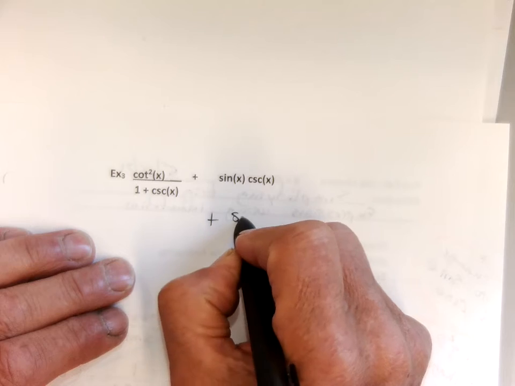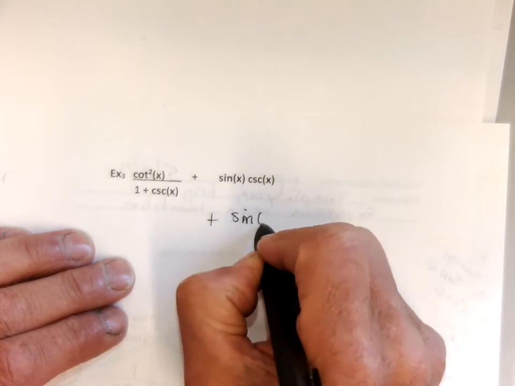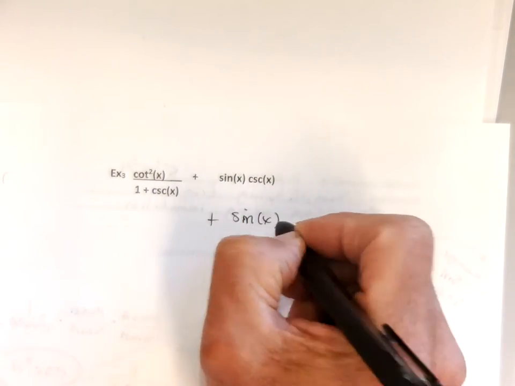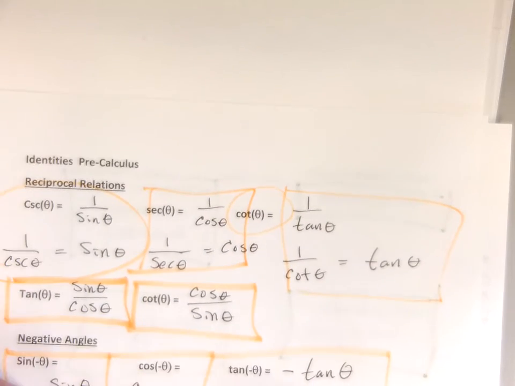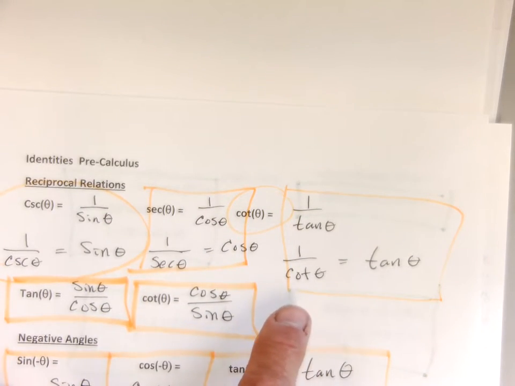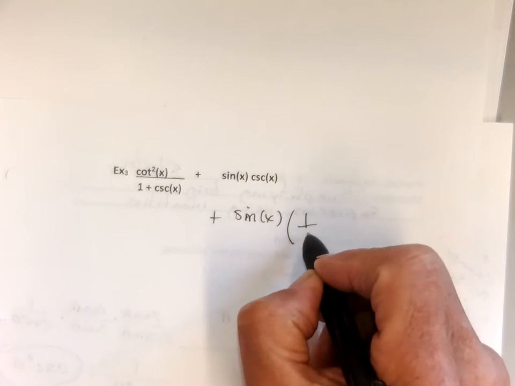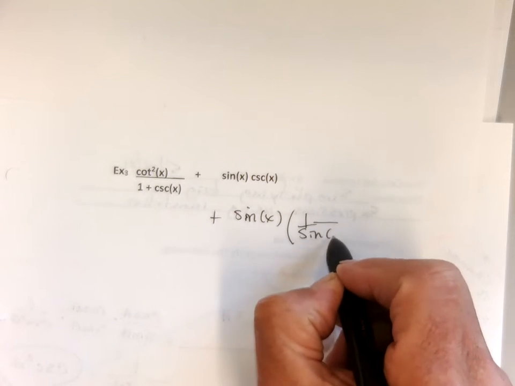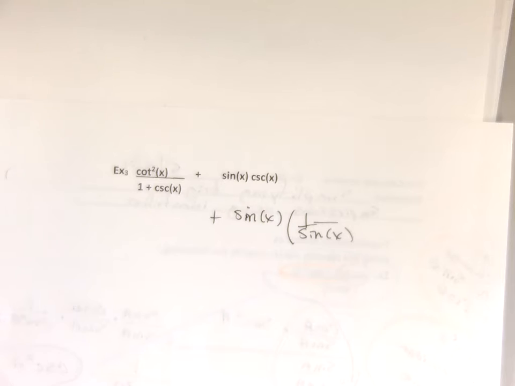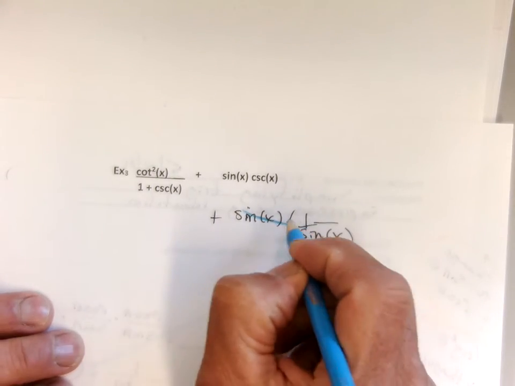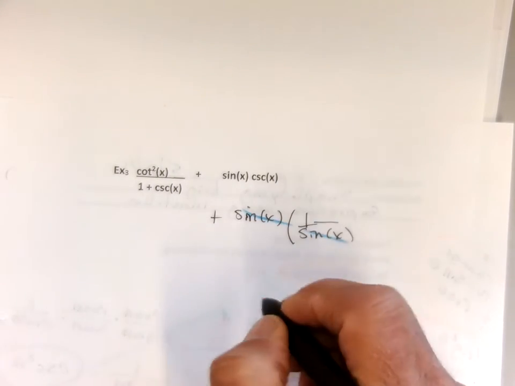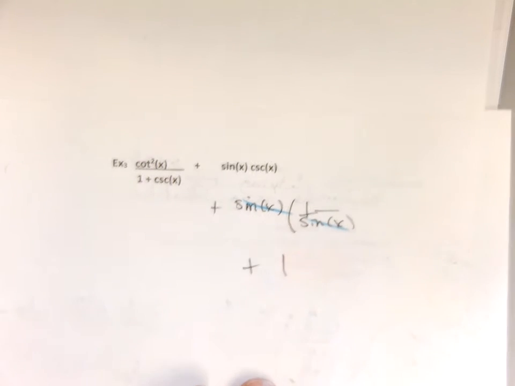Plus sine of x. And then, nice job, Spencer. I know cosecant is 1 over sine, so at least that's going to be easy. Sines cancel, right? Cancel, cancel. Boom, boom, and I get 1, okay? How's that?